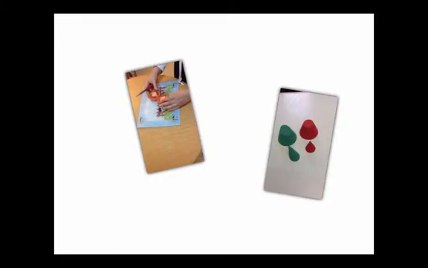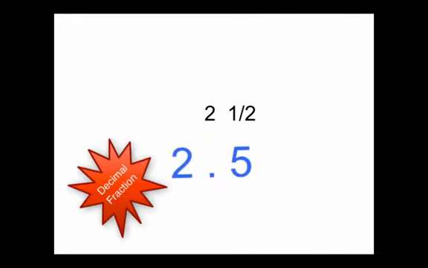You must know that we can write a number like 2 and 1 over 2. But we can also write it 2.5. This is called a decimal fraction.